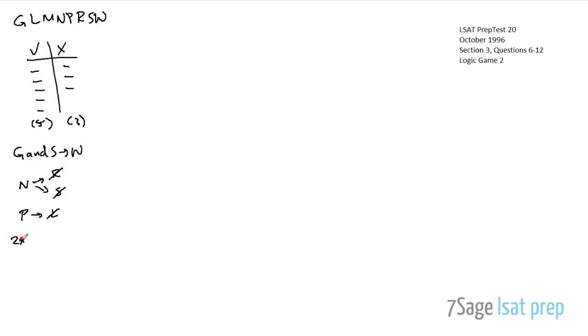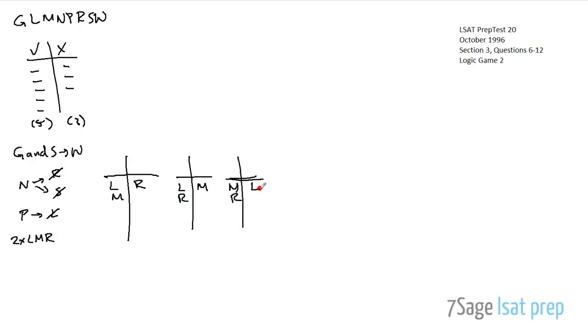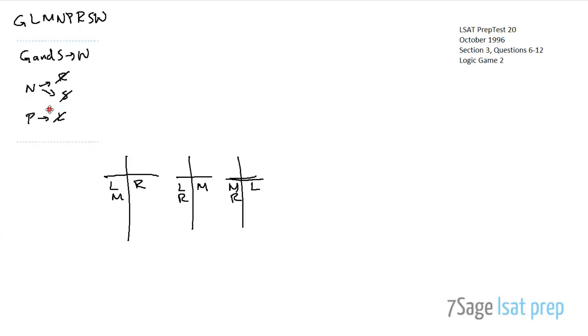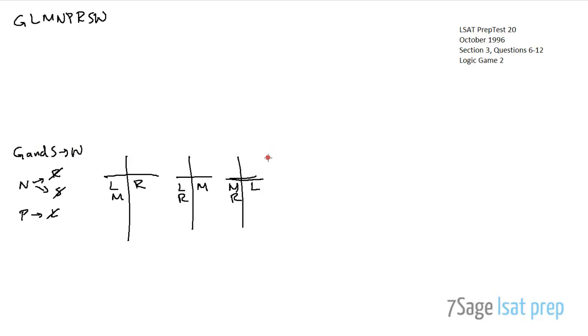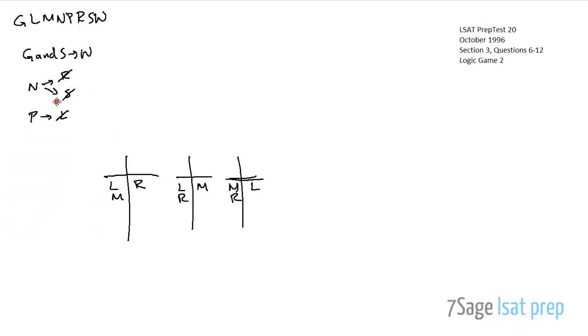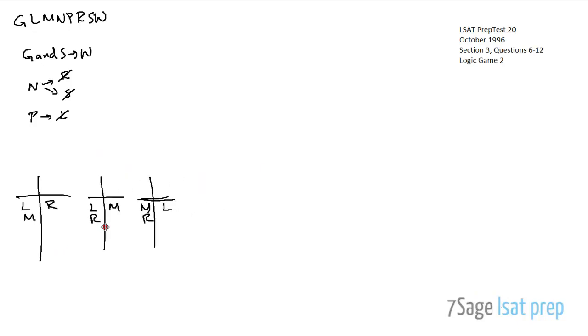Okay, so 2x LMR, that immediately tells us a lot of information, because there's only 3 ways that could possibly happen, right? It could be LM and then R out. It could be LR with M out, or it can be MR with L out. So these are actually the only 3 ways that we could possibly satisfy this last rule, 2 of L, M, and R. So we can bring these rules up here, and then these actually describe all 3 scenarios of the game.